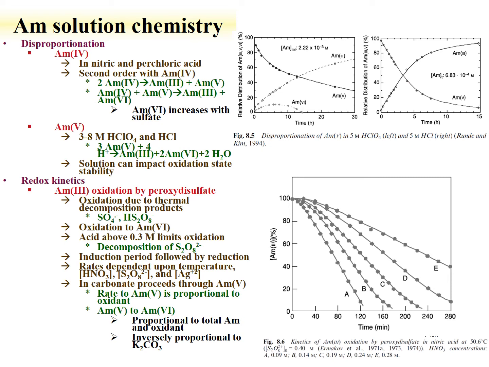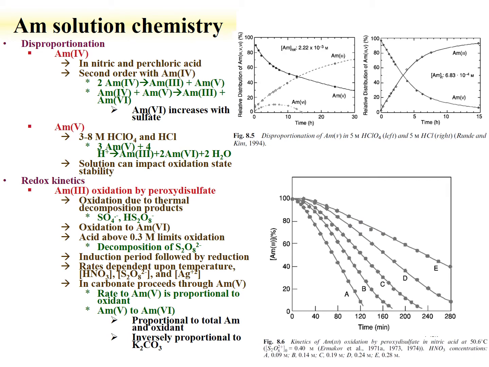Americium can also be oxidized from the trivalent state. One widely used oxidation agent is peroxydisulfate. The figure shows the oxidation of americium-3. See that the amount of americium-3 decreases over time. The concentration of peroxydisulfate is constant, and what changes is the nitric acid concentration. At lower nitric acid concentrations, the rate is faster, and at higher nitric acid concentrations, the rate is slower.